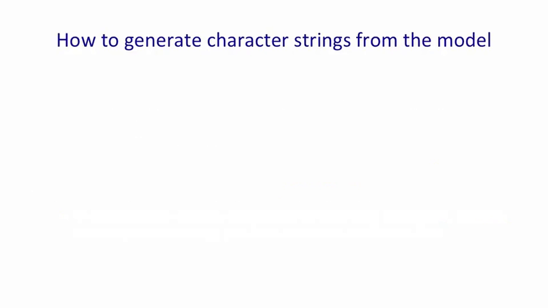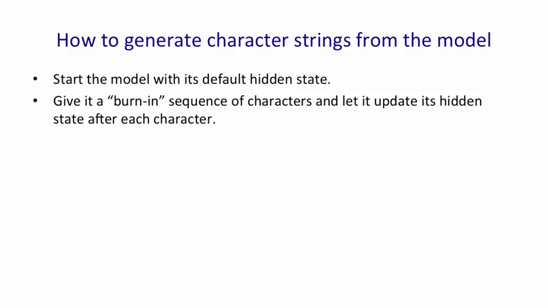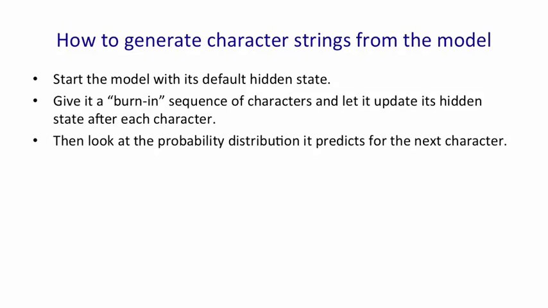Once the model's learned, you can see what it knows by generating strings from the model. Of course, you have to be very careful not to overinterpret what it says. The way we generate strings is we start in the default hidden state. We then give it a burn-in sequence, so we feed it characters and let it update its hidden state after each character. And then we let it start predicting.